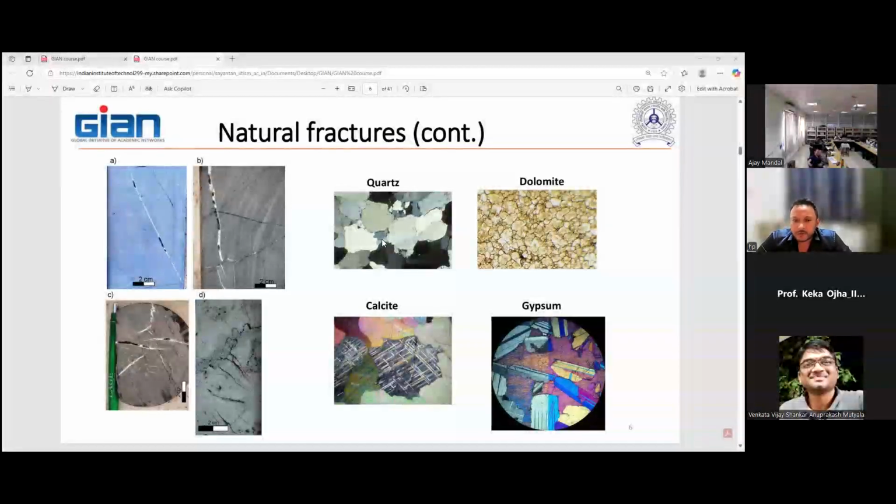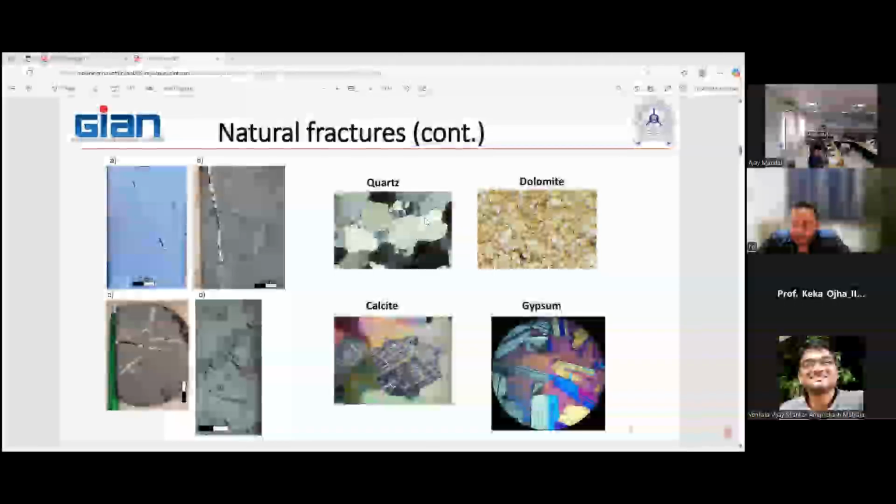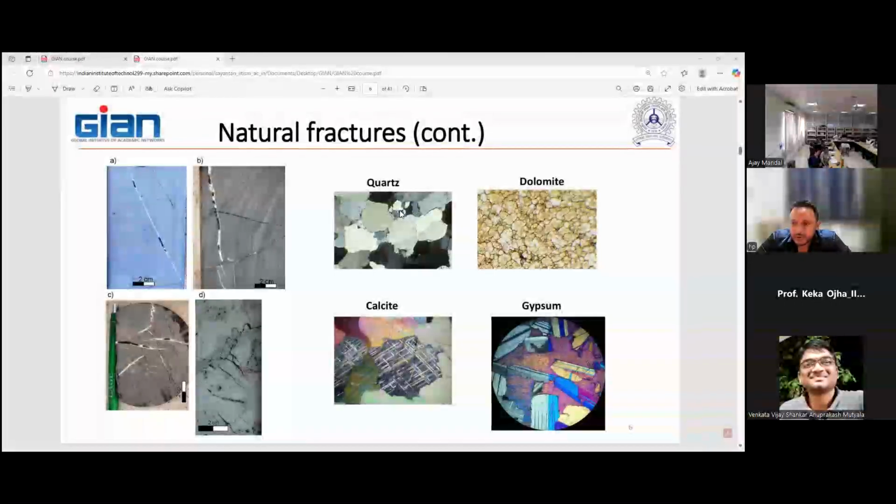Then another type of commonly observed cement is the quartz cement, SiO2. This is a thin section of quartz. You can see rough edges, irregular size grains, and the colors are mostly black, white, or gray. So this is a quartz cement.